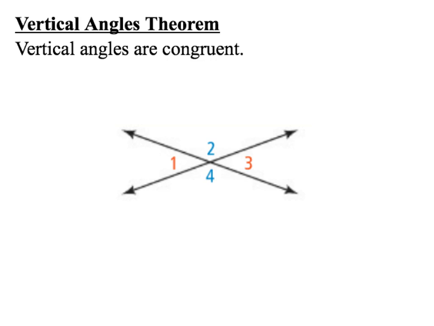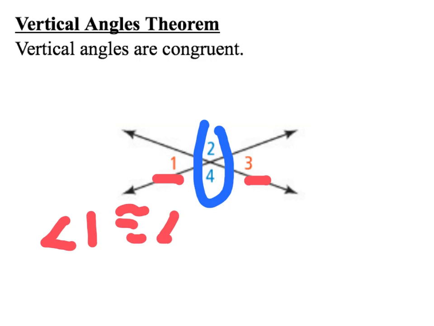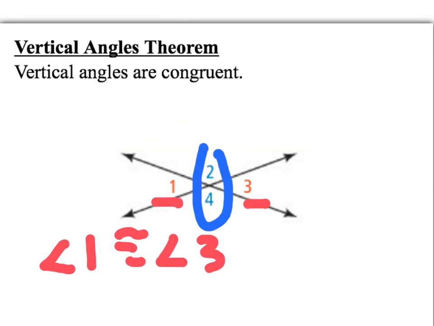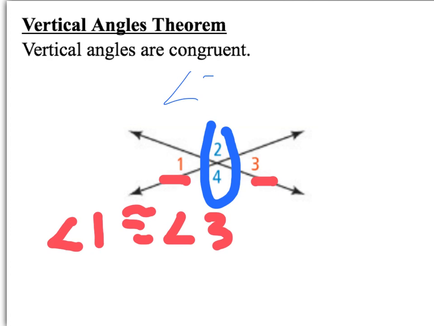We have the vertical angles theorem. We know if two angles are vertical angles, such as in this case angles 2 and 4, or angles 1 and 3, those are congruent. So I could say angle 1 is congruent to angle 3. And I could also say that angle 2 is congruent, which means equal, to angle 4. So that's my vertical angles theorem.